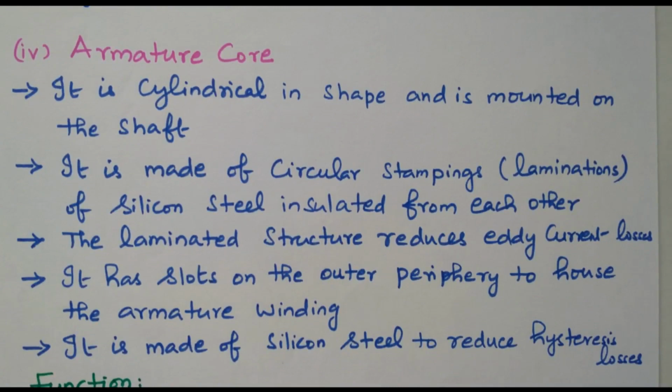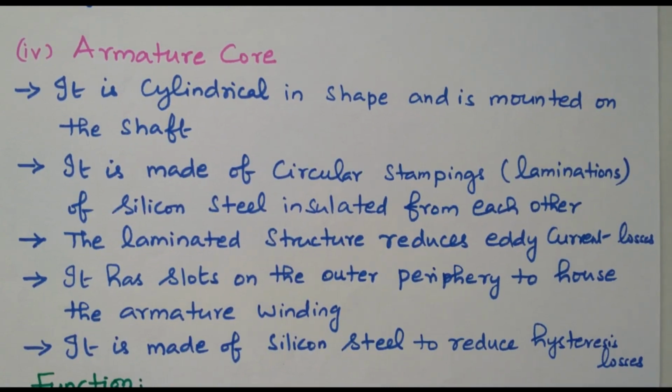So far what we discussed is the stationary part. In the armature core, it is a cylindrical shape. I already informed, cylindrical shape. In the diagram what we have seen is a cross section, and it is mounted on the shaft. It is a rotating part. So, it is mounted on the shaft. It is a cylindrical shape.